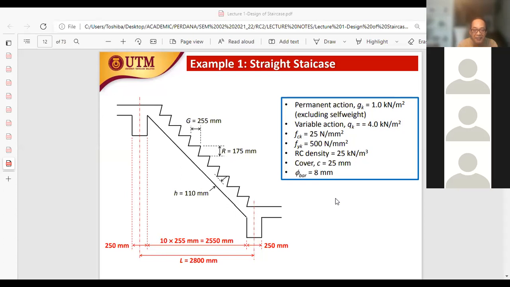Column macam mana pula, sir? Macam mana kita nak tentukan column? Anybody with any idea how to determine dimension of a column? Anyone? Yeah.